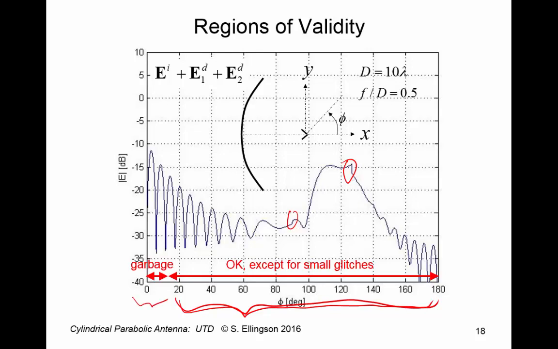However, here we know this is garbage. And the reason we know it's garbage is, for example, it's predicting a null as opposed to a peak in the direction of maximum directivity. And that's simply because we cannot properly represent the reflected field that's collimated by the reflector. Again, because we have this caustic of rays in the far field. UTD and geometrical optics simply cannot do that part of the problem correctly. So you should expect that the main lobe and the first few side lobes are going to be bogus when you do UTD on this type of problem.